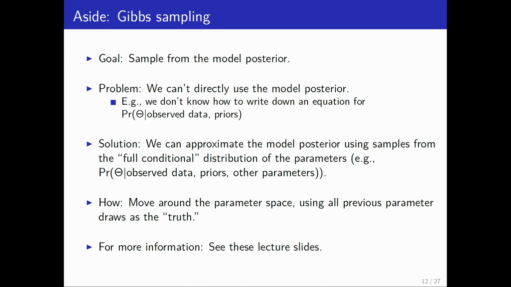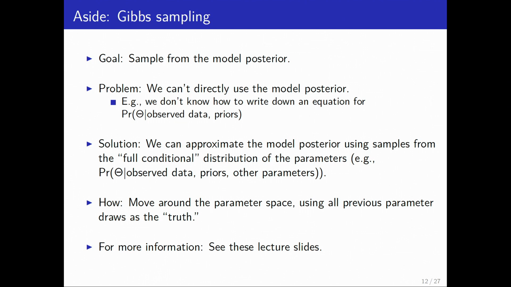So what's happening under the hood here is that run sampler is taking a set of samples from the model posterior. And the problem here, as in a lot of Bayesian contexts, is that we can't directly use the model posterior because we can't write it down analytically. So what we do is we sample. And the way we do that is through a Gibbs sampler. With our Gibbs sampler, we're stepping around the parameter space, taking a sample of each parameter at a time, assuming we know all of the others.